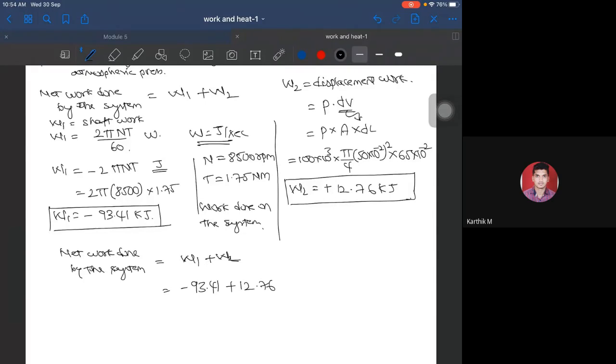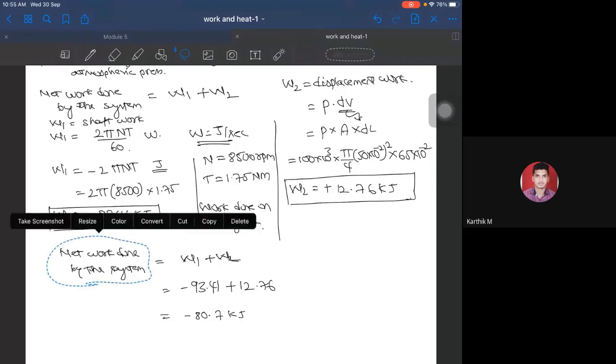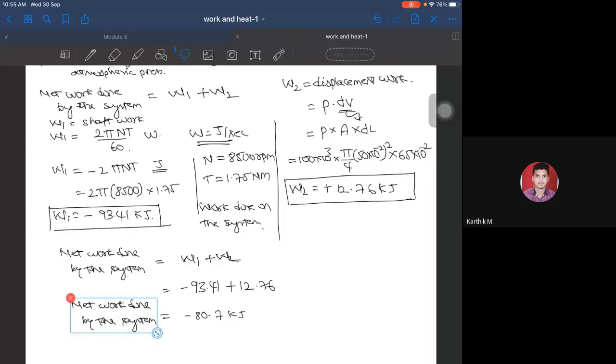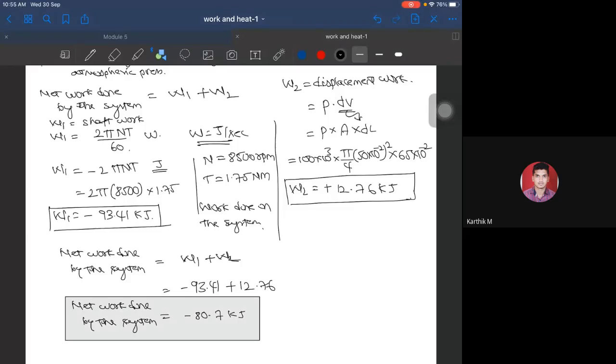So what is the value? Around 80.7 kilojoules. That means the net work done by the system is minus 80.7 kilojoules. Okay, so that is your net work done by the system. So that is your problem. Simple.